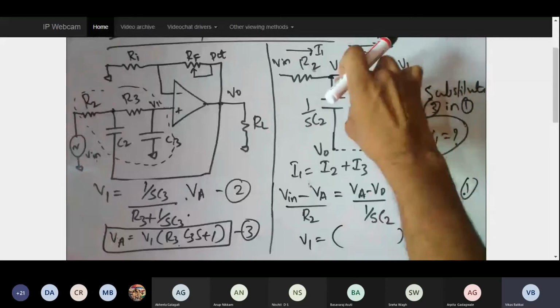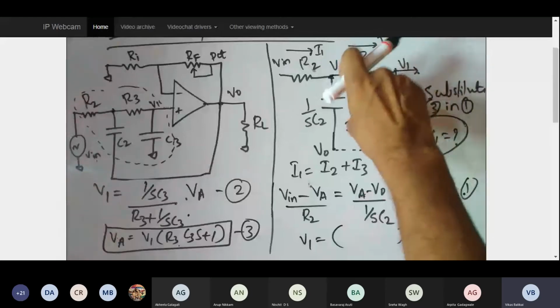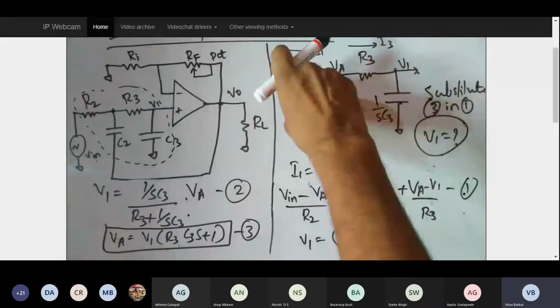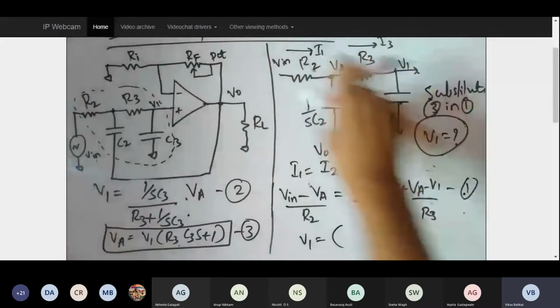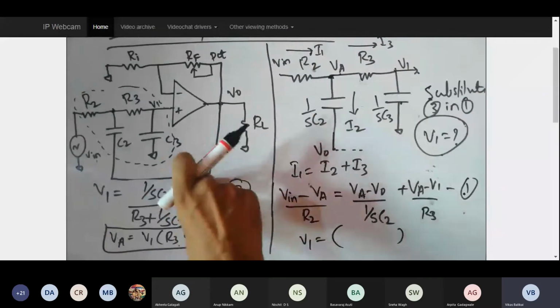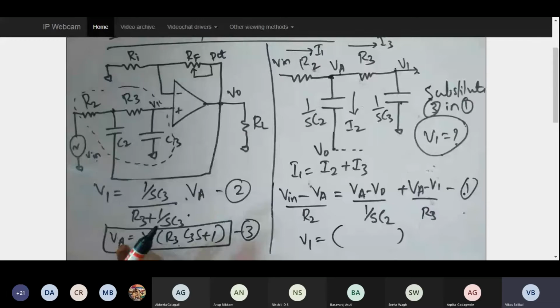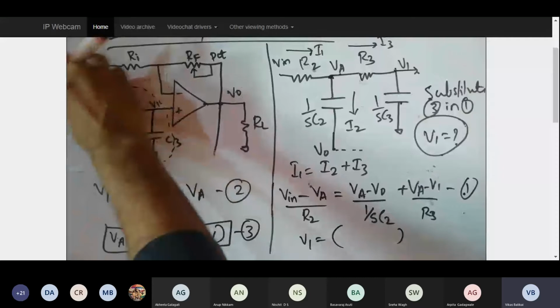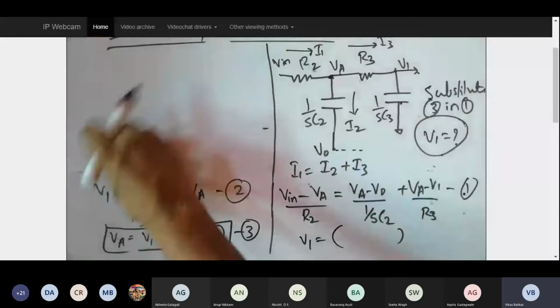But what about this VA? This VA is dependent on Vin. So I need to be considering the impact of all the previous things. So from this V1, I extract VA, substitute this VA in equation 1, and from this entire stuff I am going to extract the finally full-fledged equation of my V1.